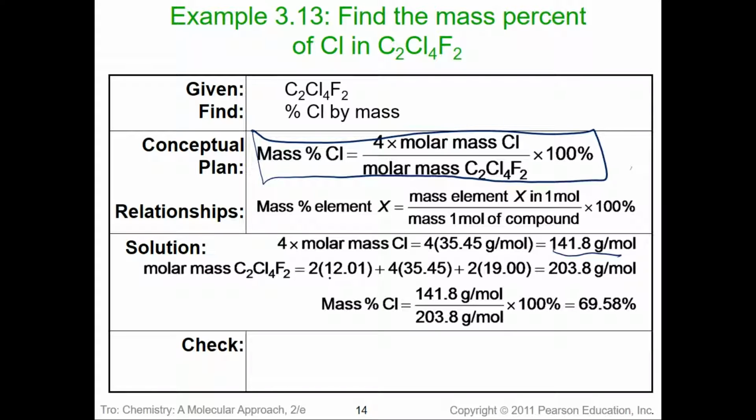So these values, 12.01, 35.45 and 19, come from the periodic table. You may refer to the periodic table for carbon, chlorine and fluorine. But please make sure you multiply according to the numbers given. So you times 100%, you get 69.58%.